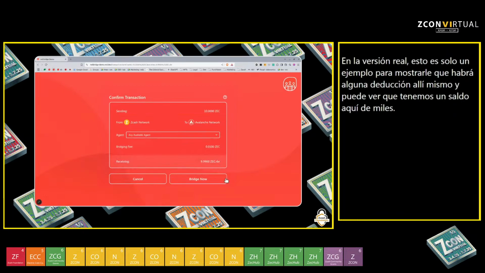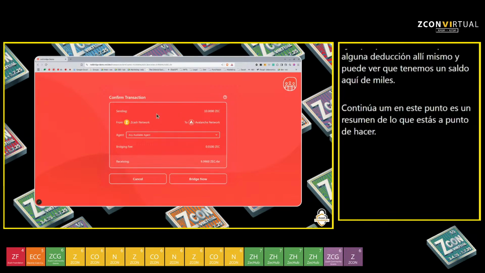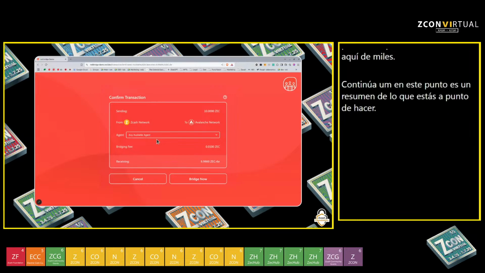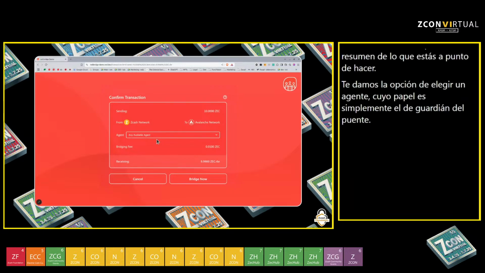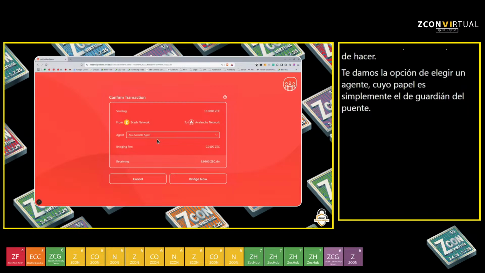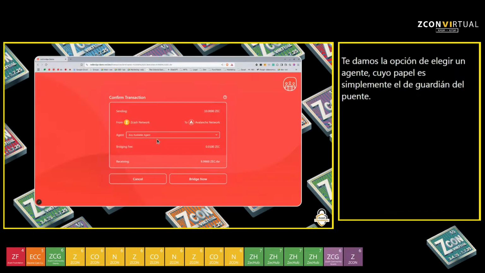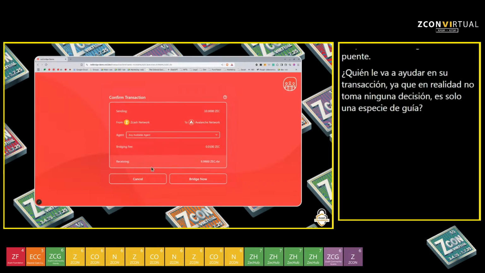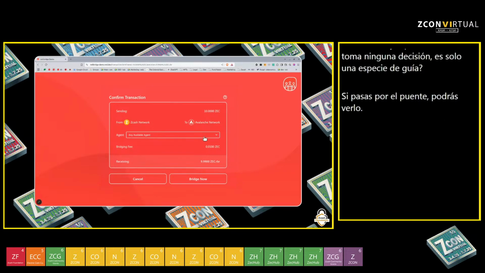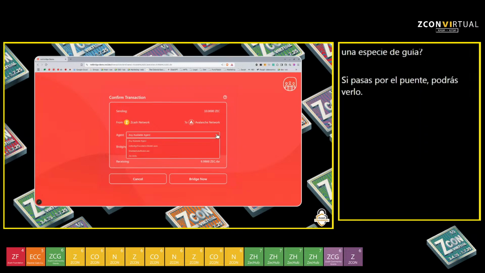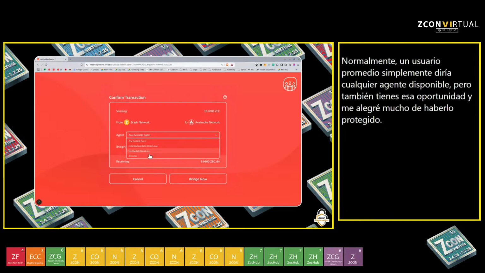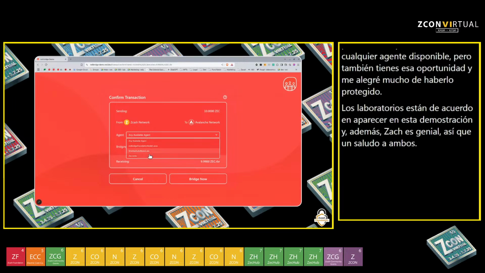At this point, it's a summary of what you're about to do. We give you a choice to pick an agent, which is just a bridge guardian who's going to help your transaction pass through. The agent doesn't actually make any decisions. It's just sort of a guide across the bridge. Normally an average user would just say any available agent, but you also get a chance to choose, and I was so happy to have Shielded Labs agree to be listed on this demo, and also Zecrocks. So shout out to both of you. Anyway, we'll just bridge with any available agent.